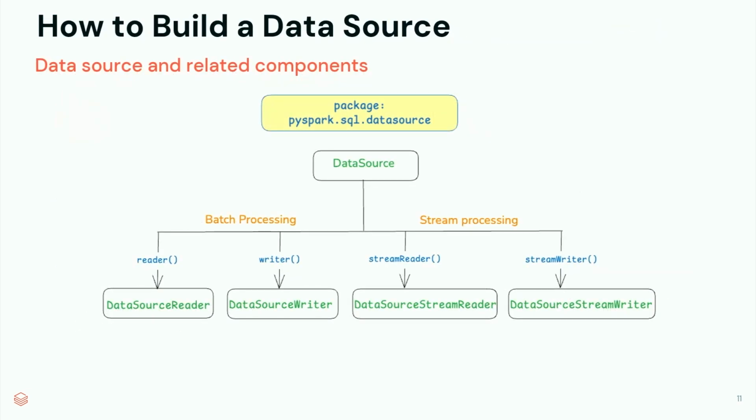So to provide the capability and to build your connector, there are certain classes that we can implement. And all of these classes are available in a new module, which is pyspark.sql.datasource. Within that module, you will find all of the relevant classes. The main component of this implementation is your data source class. It has some methods, and based on your requirement, you can either choose batch-related processing, or you can implement the stream-related methods. So you have the classes accordingly for the reader, writer, stream reader and stream writer.